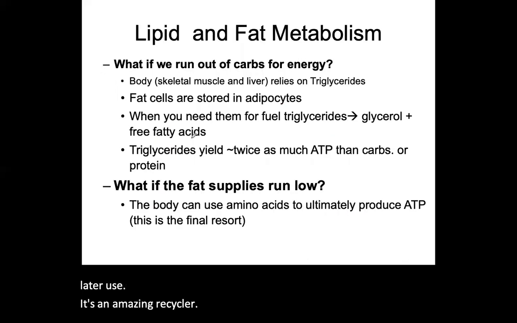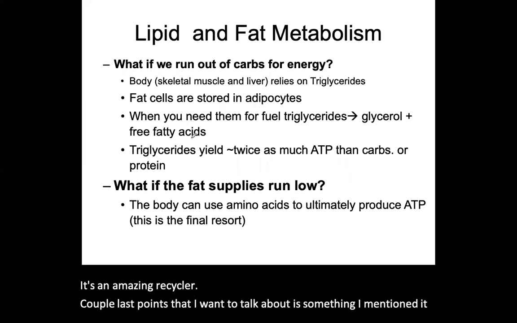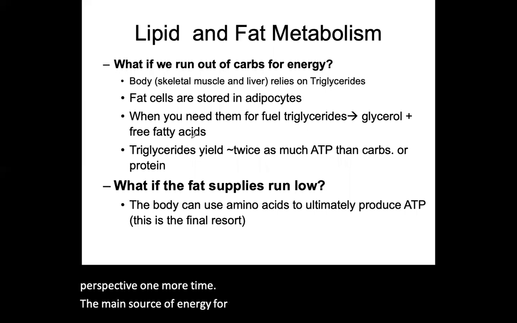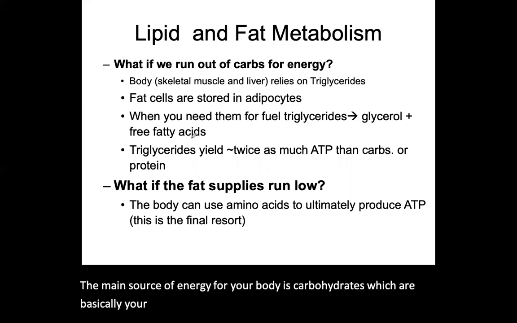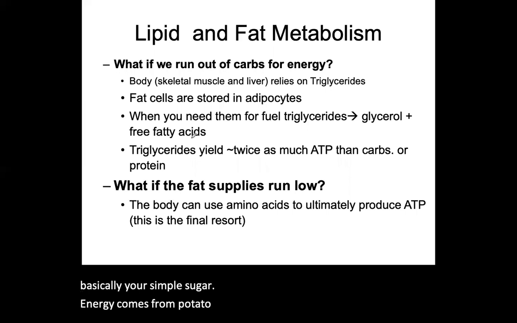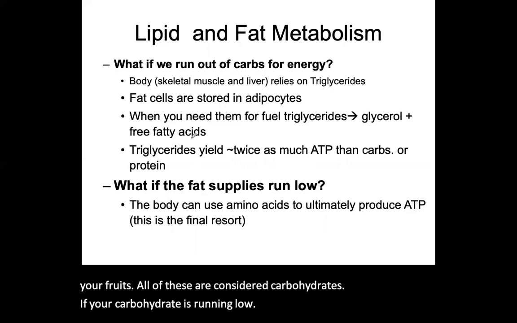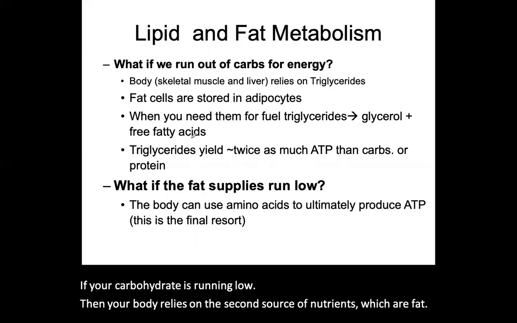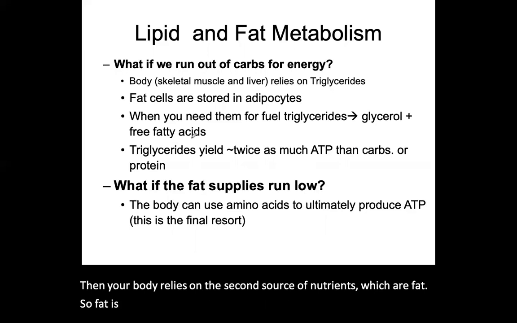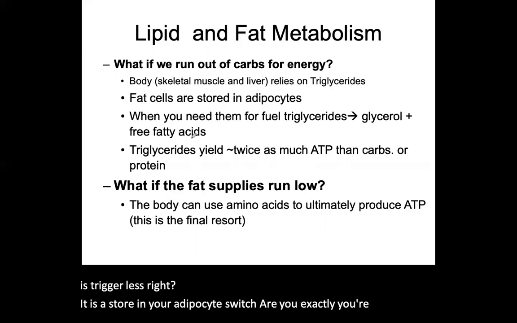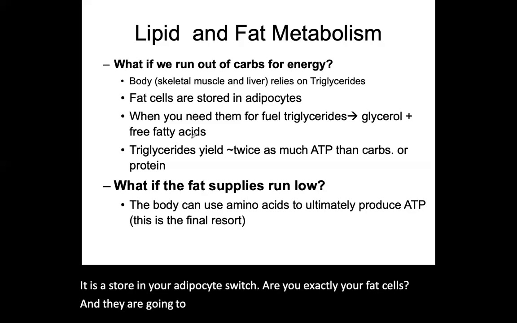Now, a couple of last points that I want to talk about. It's something I mentioned, it has come up multiple times so far, but just kind of putting it in perspective one more time. The main source of energy for your body is carbohydrates, which are basically your simple sugar. Energy comes from potato, starch, rice, bread, your vegetables, your fruits, all of these are considered carbohydrates. Now, if your carbohydrate is running low, then your body relies on the second source of nutrients, which is fat. The most common type of fat you have in your body is triglyceride. It is stored in your adipocytes, which are basically your fat cells. And burning them produces more than twice as much ATP compared to when you burn carbs or proteins.